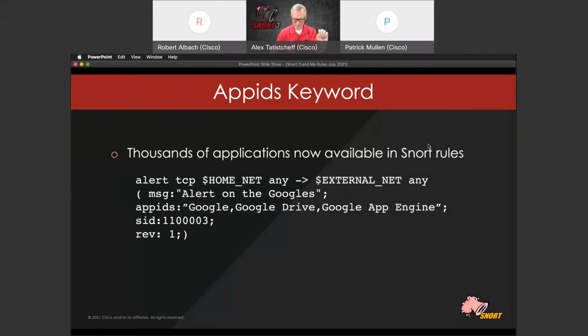So here's an example. Remember, this is open source Snort. It's not the product. So you can actually write a rule to look for, in this case, I said, learn on the Googles. So I put in there Google, Google Drive, Google App Engine. Let's use those as examples. There are, again, several thousand services or applications you can use in there. So if you want your rule to work for a specific application, if you will, you can put that in the rule as well now.